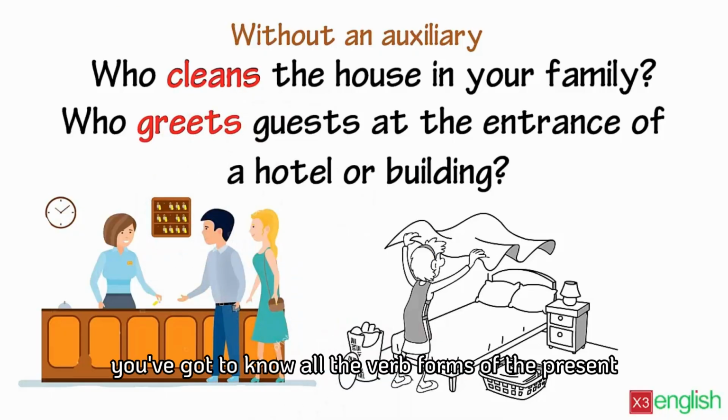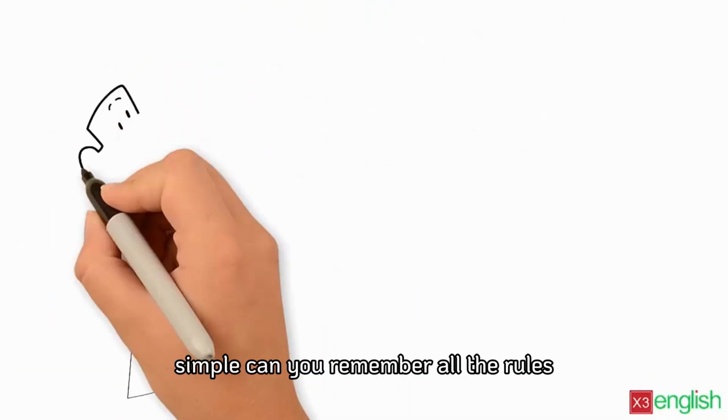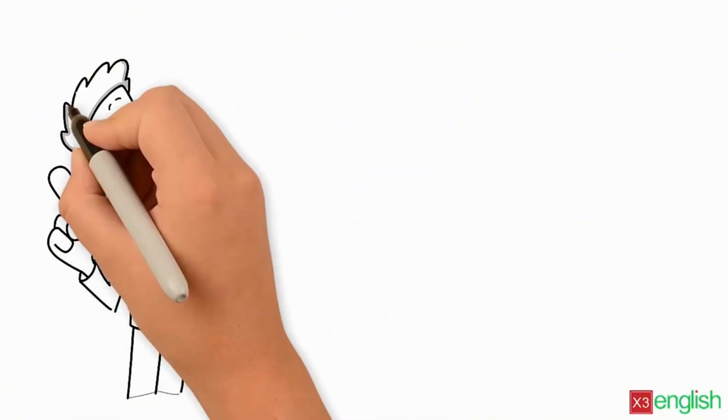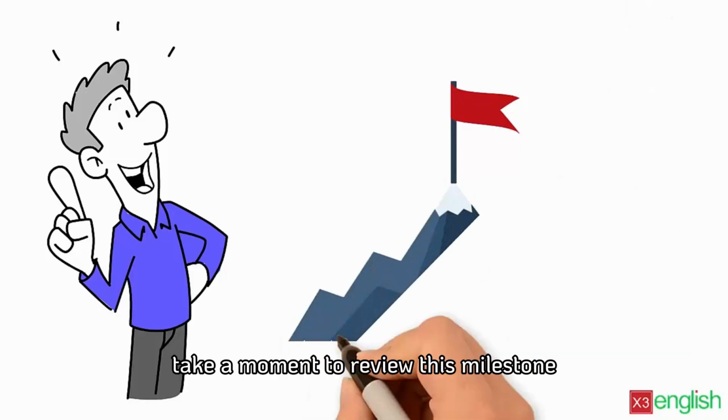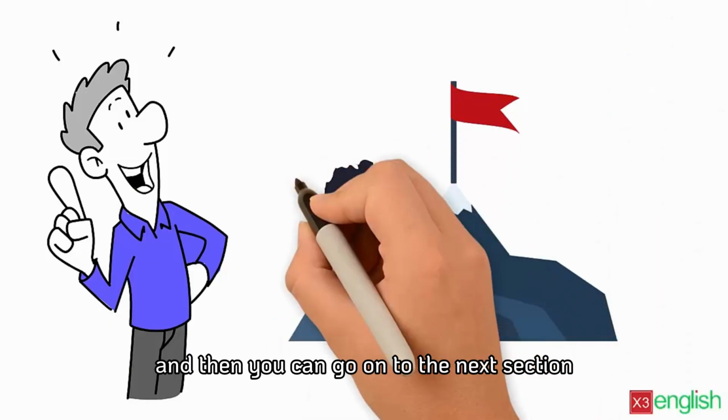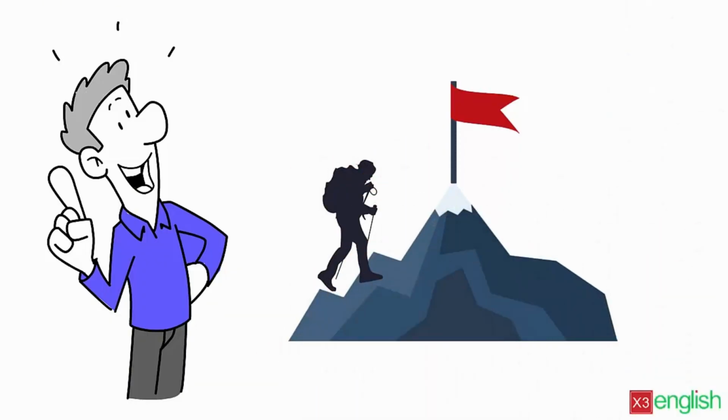So now you've got to know all the verb forms of the present simple. Can you remember all the rules? Not to worry if you don't. Take a moment to review this milestone, and then you can go on to the next section, Up This Mountain.